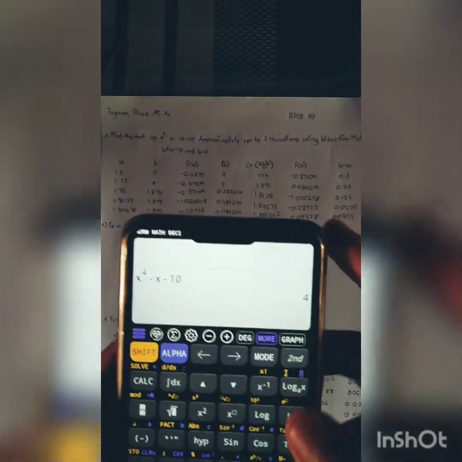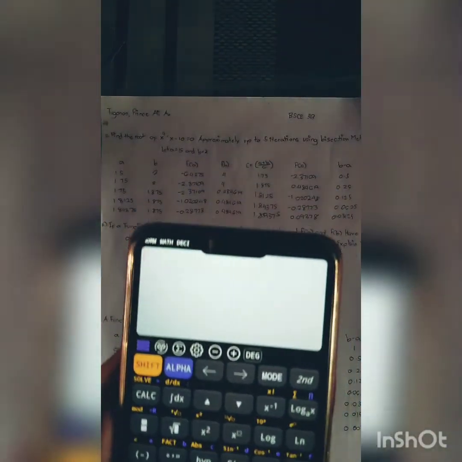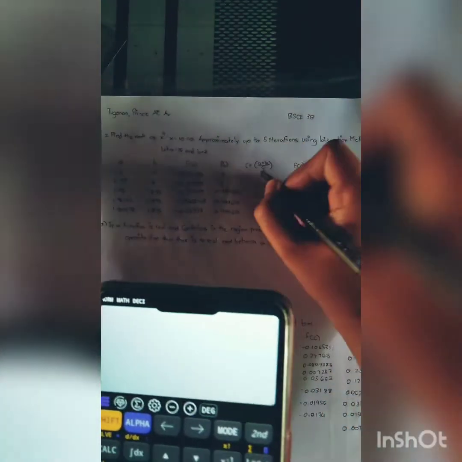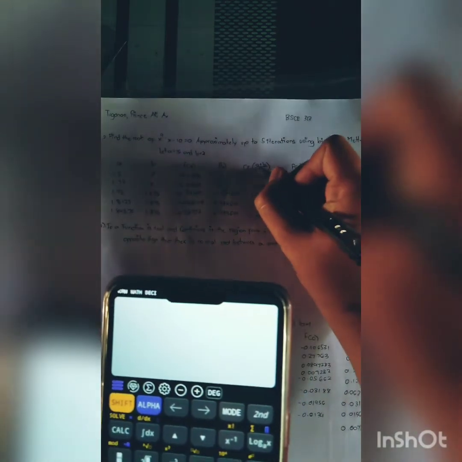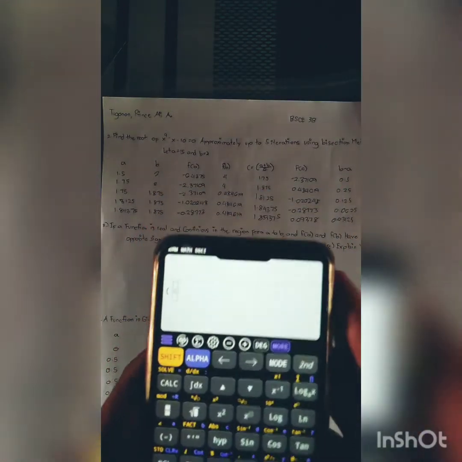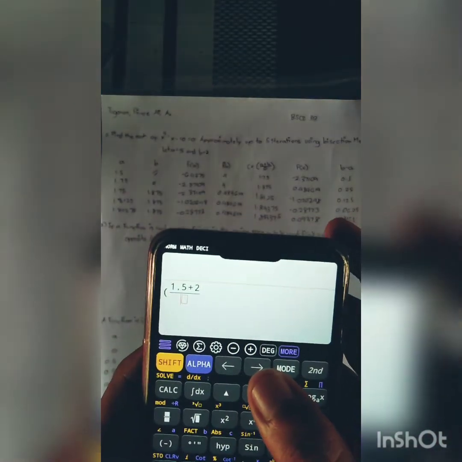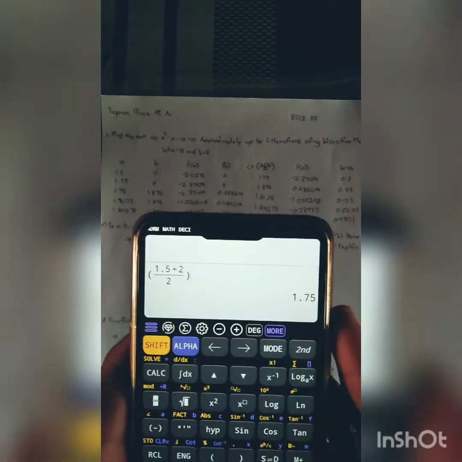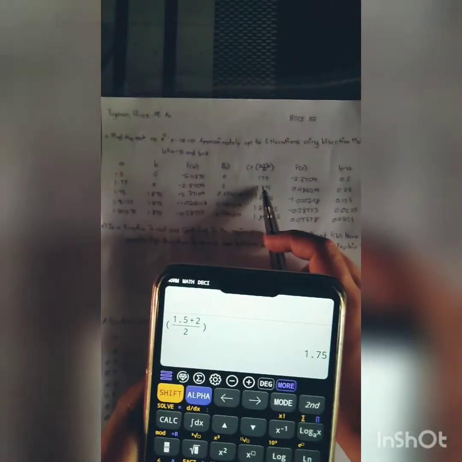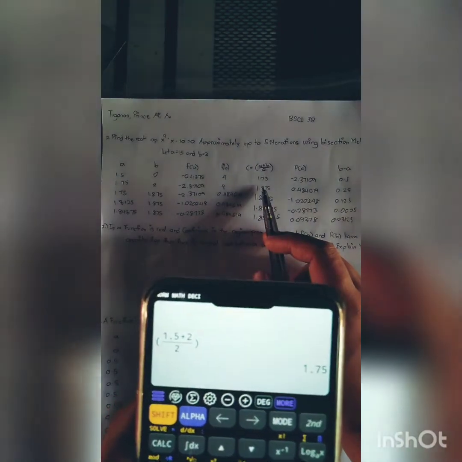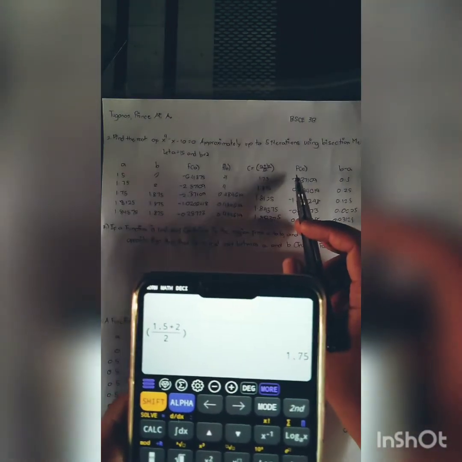Now we're gonna find c. So c is equal to a plus b over 2. a 1.5 plus b 2 over 2. The answer of c is 1.75.